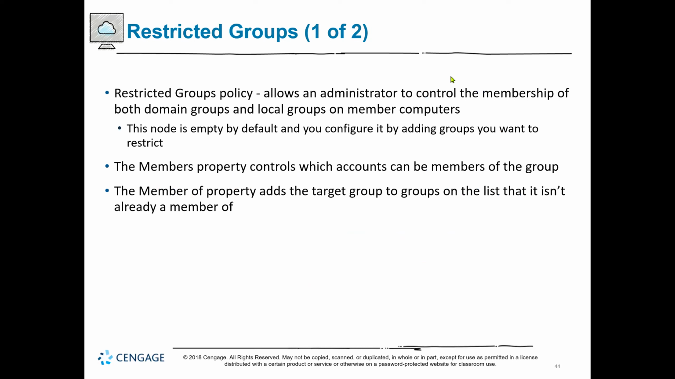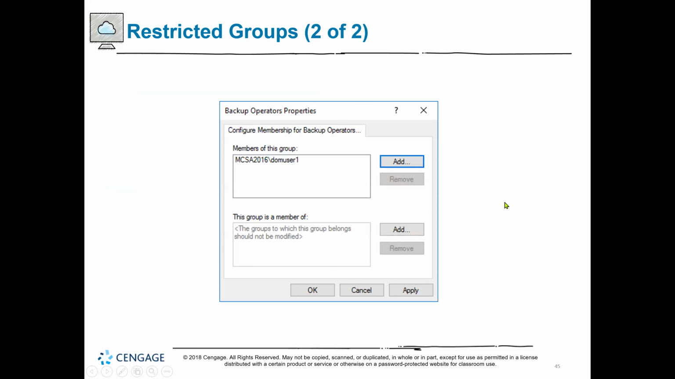Restricted groups. Restricted groups policy allows an administrator to control the membership of both domain groups and local groups on member computers. This node is empty by default, and you configure it by adding groups you want to restrict. The members property controls which accounts can be members of the group. The member of property adds the target group to groups on the list that it isn't already a member of. So you can see here, configure membership for, and it shows here what that looks like.